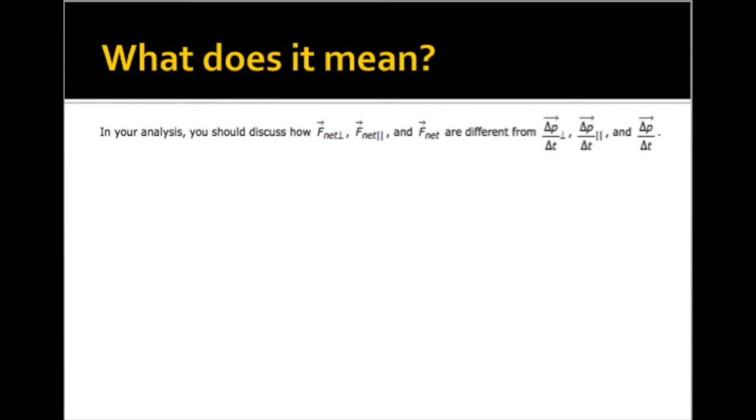Now, for the question of what does it mean, we specified that dp dt equals F net, but dp dt equaling F net is something derived from the momentum principle, and that dp dt is something that we can calculate with the changes in position, while F net is the force causing the changes in position and is not something we can measure directly.